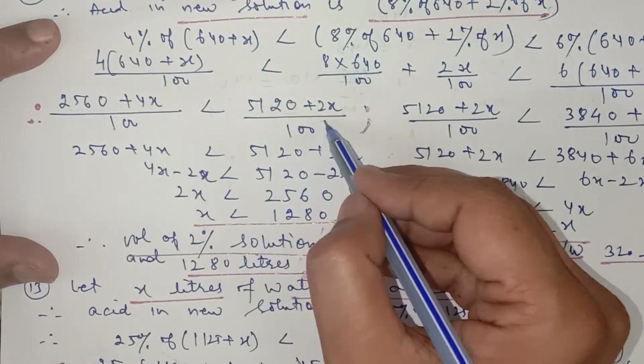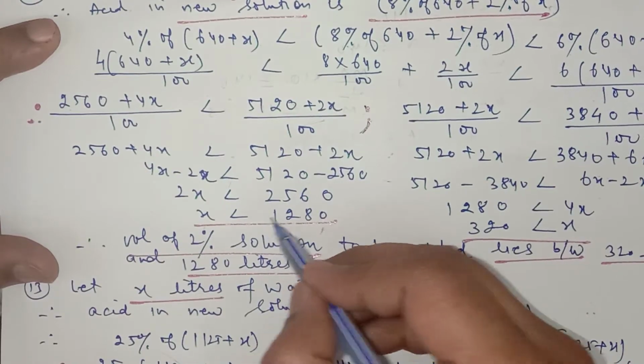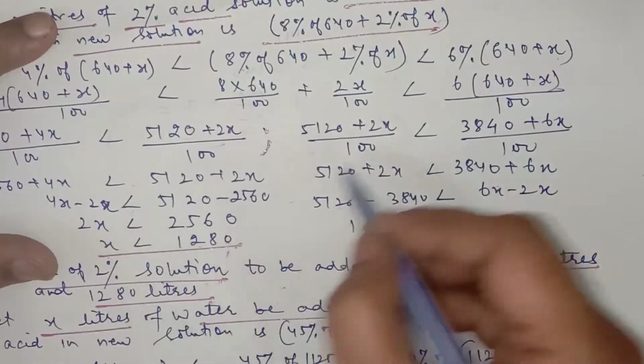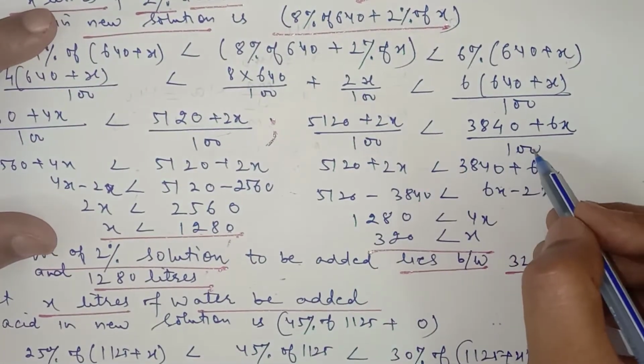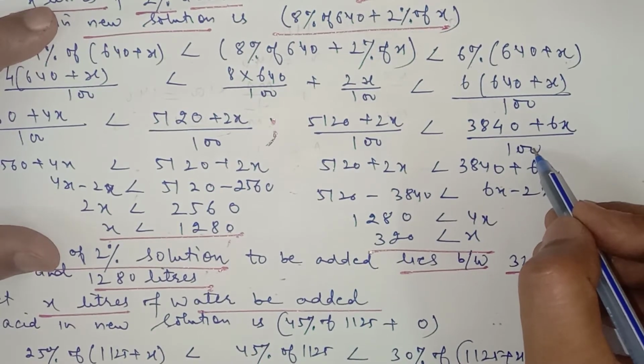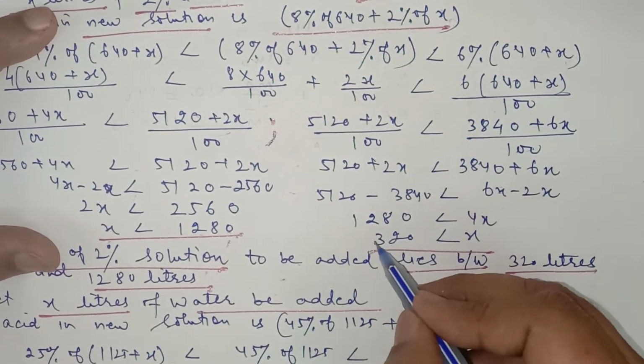Now 100 will be cancelled out and solve. You are getting X less than 1280. In this also, 100 will be cancelled out, because it is positive, you can cancel it out, and you are getting X is greater than 320.